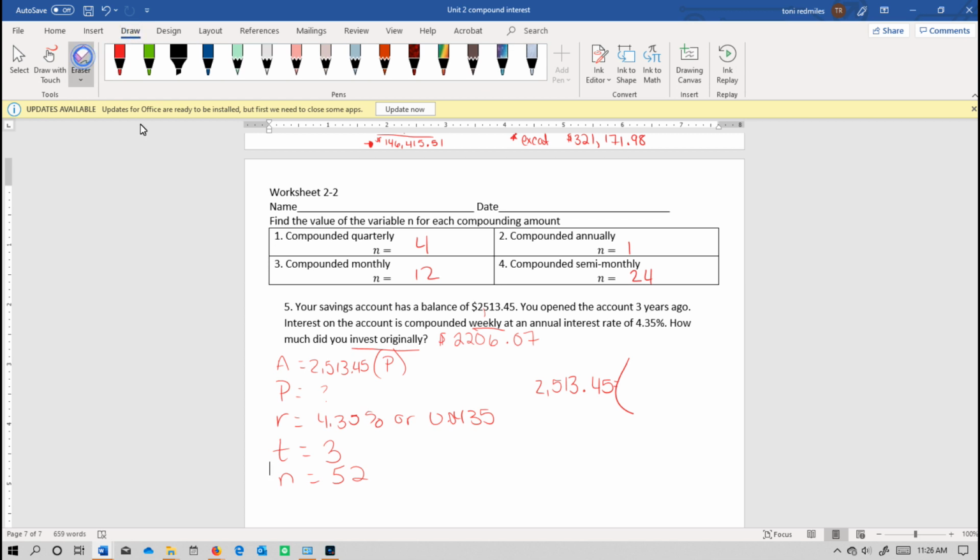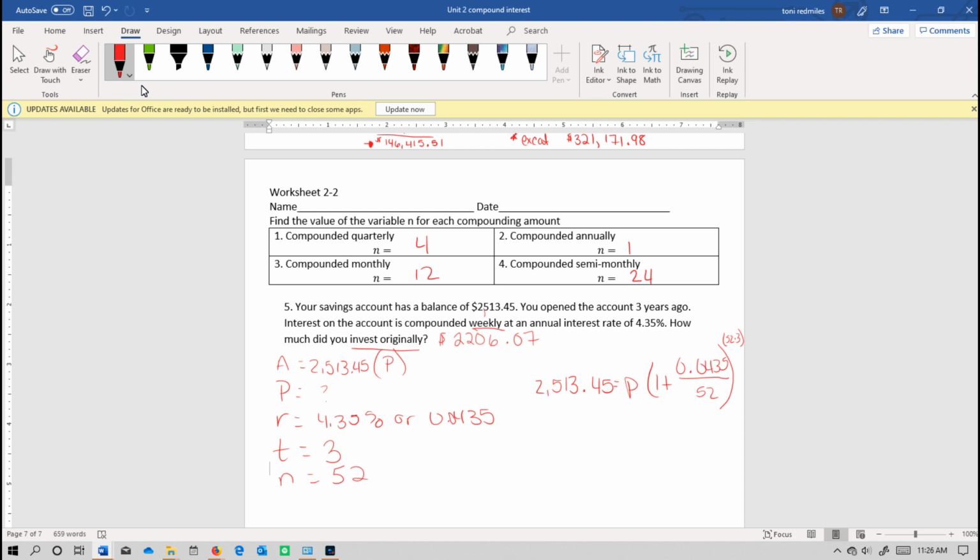I'm just getting so ahead of myself today. All right, so P times (1 plus the rate, 0.0435, over the N, which is 52), and my power is 52 times T, which is 3. All right, so order of operations. Now, I didn't round until the end because my calculator can do this without rounding. So my answer will be slightly different if you round in parts. We're going to do this in order of operations since we don't know the P.